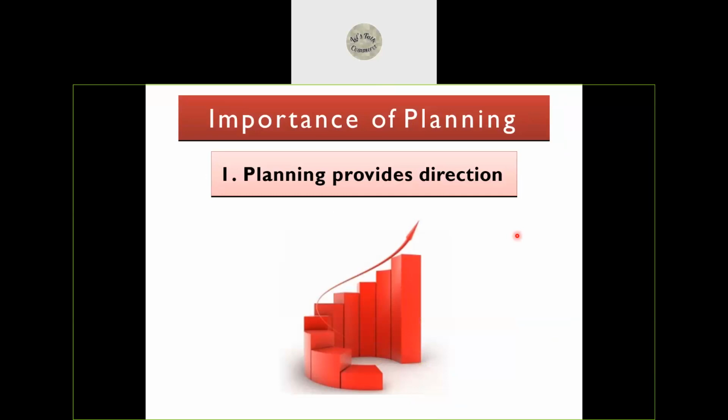In an organization, there are different departments: production, sales, marketing, all these departments are there. If we don't give them a direction, they can move in any direction. They will be moving purposelessly. So in planning, what we do is, we give them a direction.